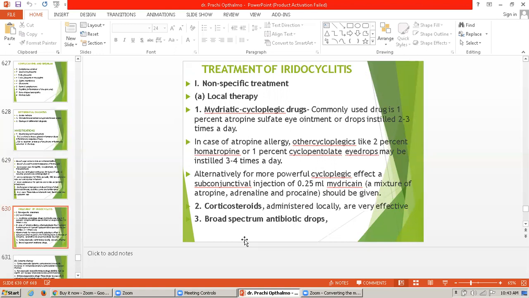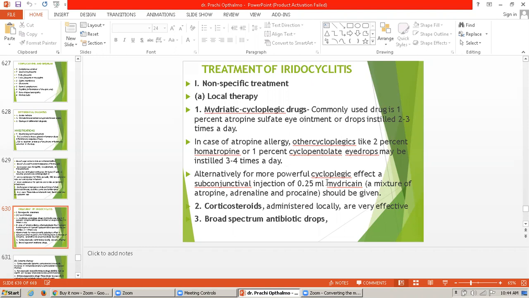So the treatment of iridocyclitis. In that, first one is the non-specific treatment. In that, first is local therapy. Locally, a mydriatic cycloplegic drug, commonly used is 1% atropine sulfate eye ointment or drop instilled 2 to 3 times a day. And in case of allergy, other cycloplegics like 2% homatropine or 1% cyclopentolate eye drops may be instilled 3 to 4 times a day.